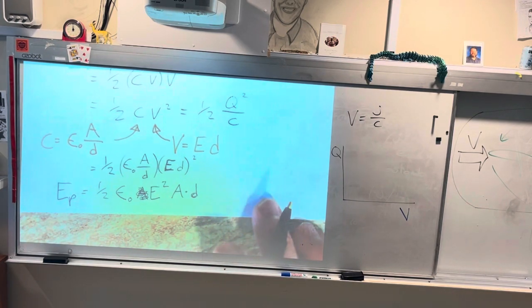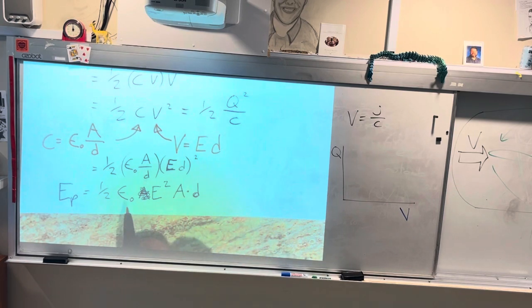So if you know your epsilon of your dielectric, you can have your field, and then you have area times distance.